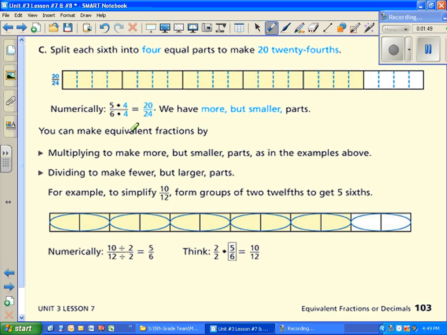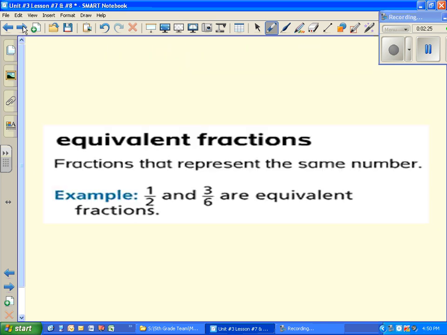Now, it says you can make equivalent fractions by multiplying, or you can do it by dividing. So in this case, if you have 10, 1, 2, 3, 4, 5, 6, 7, 8, 9, 10, and if you wanted to simplify it, you could circle the 2, or divide by 2. What you do to your numerator, you always do to your denominator, 5 over 6, which is 2 times 5 is 10, 2 times 6 is 12. Opposite of multiplication is division. So by circling, you're showing that you're dividing by 2 and simplifying your fraction.